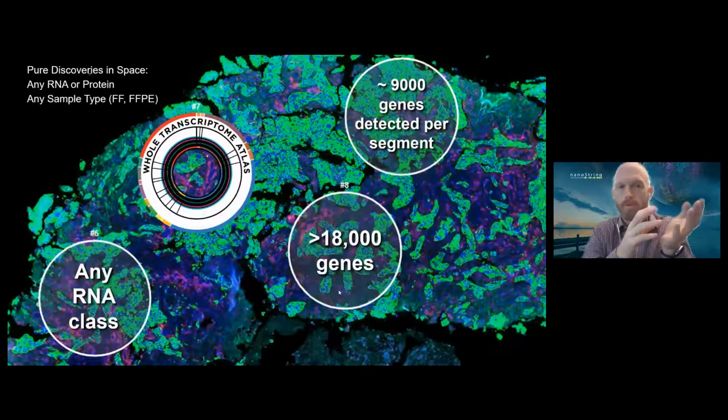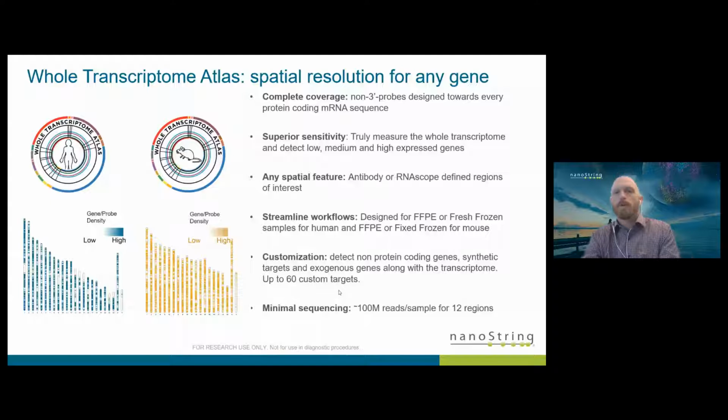It can be used with fresh frozen or FFPE. So a lot of options for the user and a high level of sensitivity. Typically over 9,000 genes are detected per segment or compartment that is selected. So there are a lot of great advantages. We're not biased towards the 3' end. It's designed towards specific mRNA sequences, so it's not dependent on pulling down a poly A region. We have sensitivity anywhere on the transcript and can detect them.